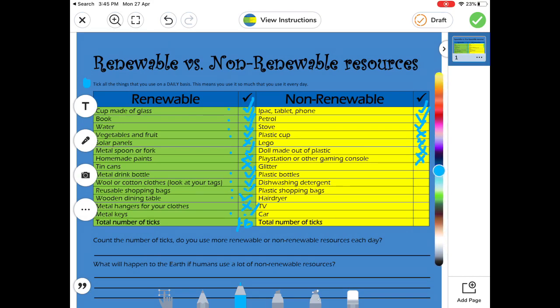PlayStation, no, we don't have a PlayStation at our house. Glitter, no. Plastic bottles, no. Dishwashing detergent, yes, I do use dishwashing detergent every single day. Plastic shopping bags, nope. Hairdryer, nope. TV, yes, and car, yes.